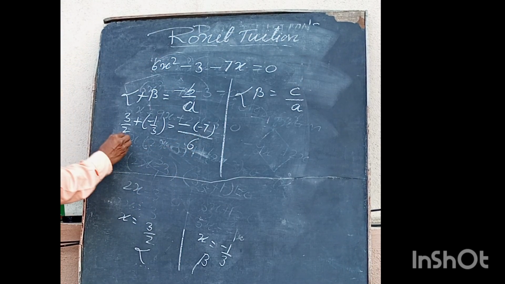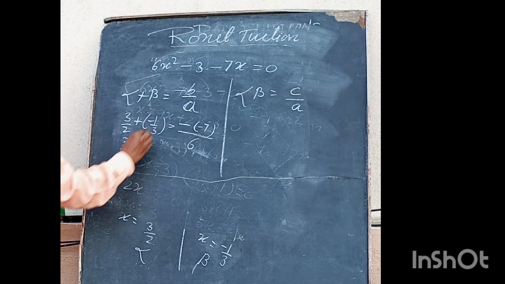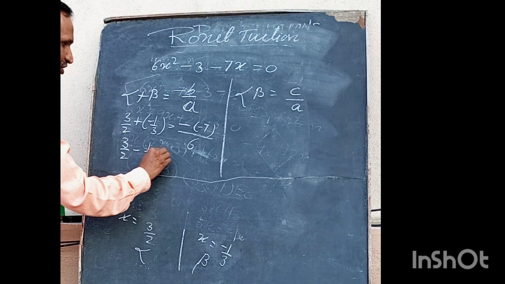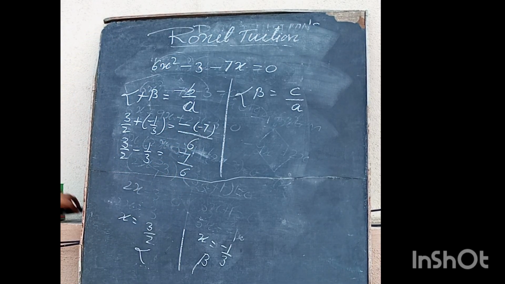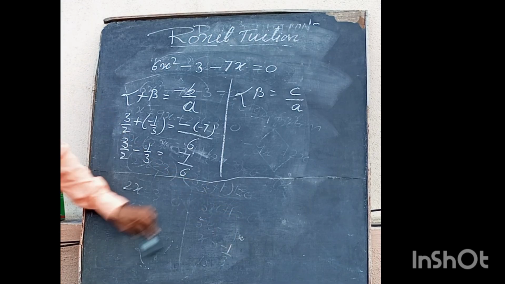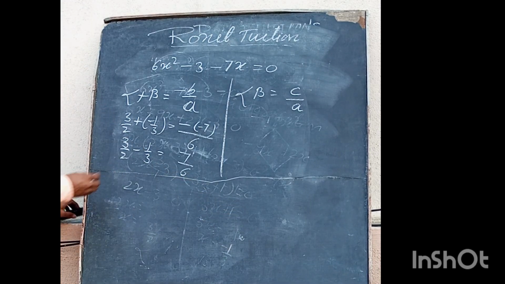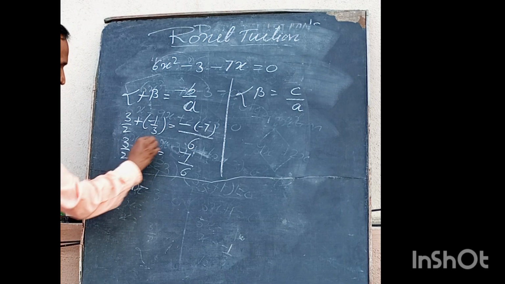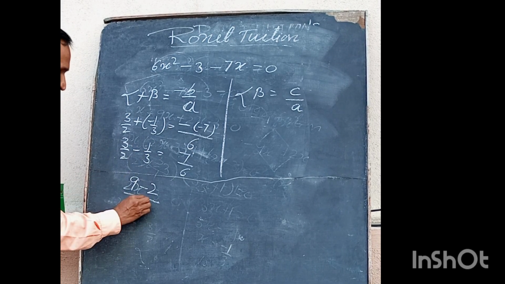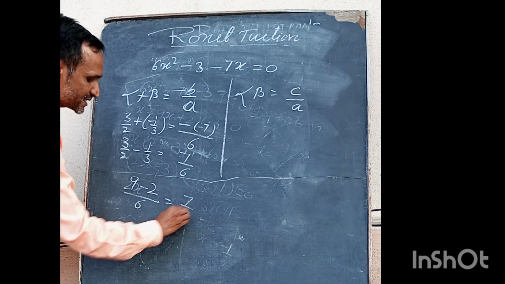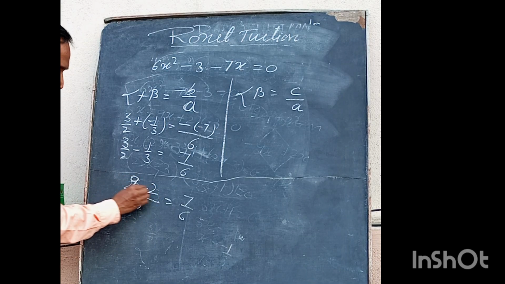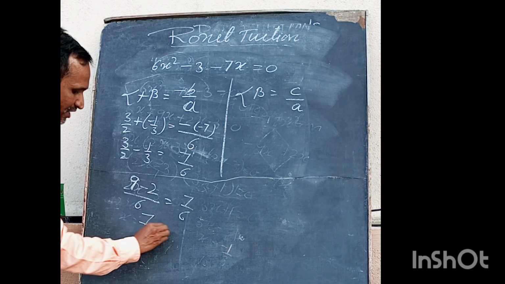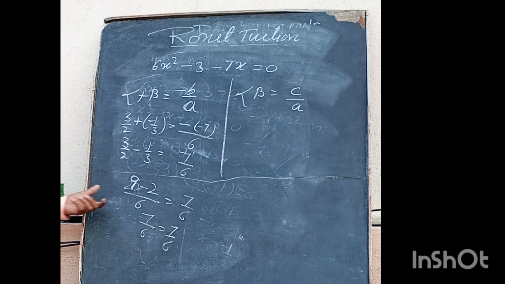Now solving this: 3 by 2 plus minus 1 by 3 is equal to minus into minus, which is plus, 7 by 6. If we solve it, 3 threes are 9, minus 2 ones are 2, by 2 threes are 6, is equal to 7 by 6. Now 9 minus 2 is 7, so 7 by 6 is equal to 7 by 6. Hence it is verified.